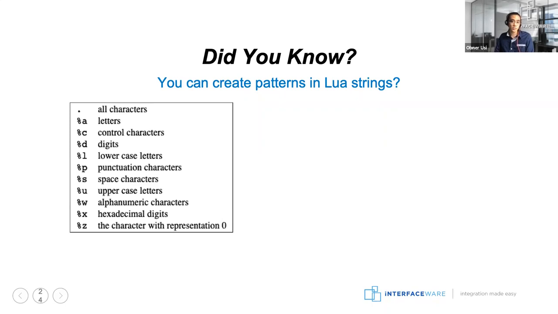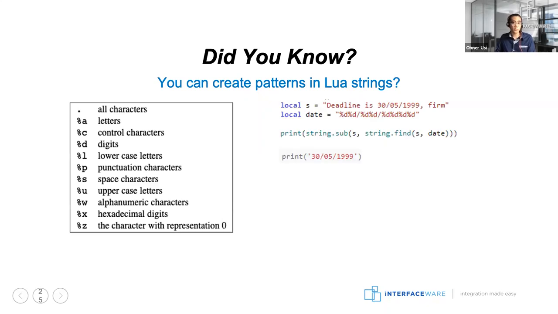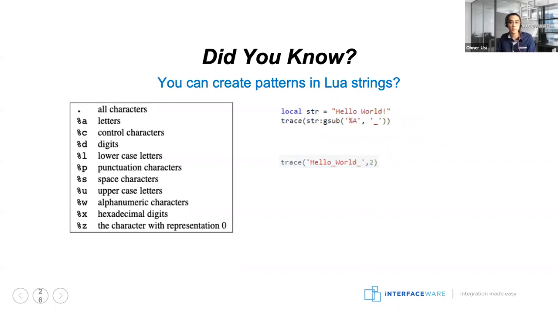This is a table list of all character classes. You can use these to create patterns. Here's an example where we use the character class %d to create a pattern for the date. We can use string.find to find this pattern in the string and extract a substring date from it.